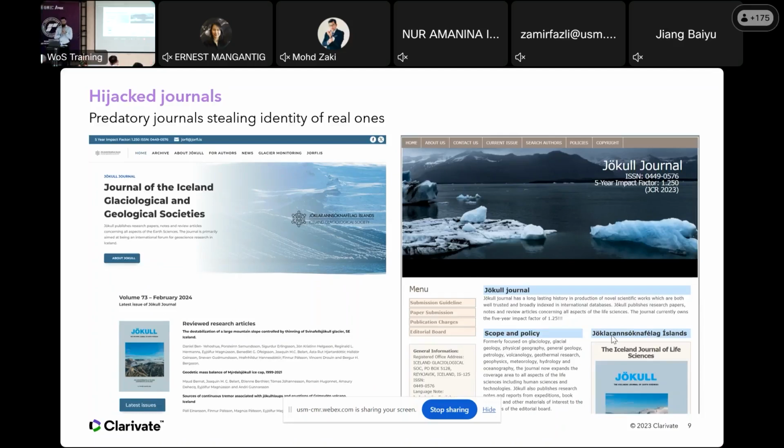The next concept, which is a subtype of predatory open access, is hijacked journals. That's basically when predators steal the identity of real, legitimate journals.